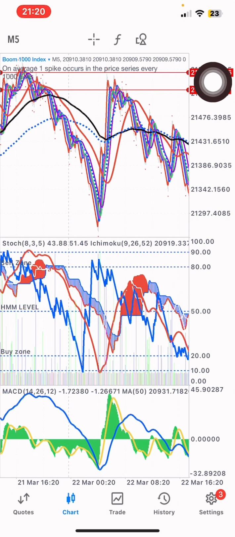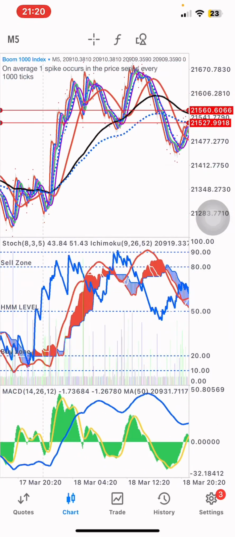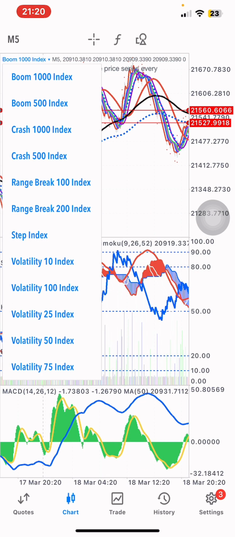That is when the market will be able to come down and bring the price downward, trading the boom and crash market. This is Forex Gold Trading Channel, and that is the new updated version of this awesome boom and crash spike catching strategy. And the same thing applies to Crash 1000.